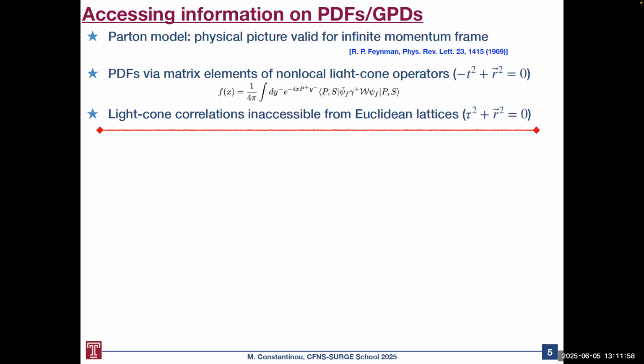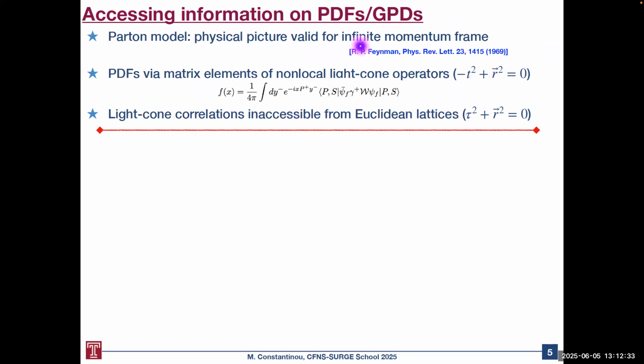And as I said last time, these are defined in Minkowski space. So time has the real notion of time. And according to the parton model, we use the infinite momentum frame, and then the PDFs, the GPDs, and the TMDs can be extracted from correlators that have non-local light cone operators. And this means that time and distance satisfy this relation.